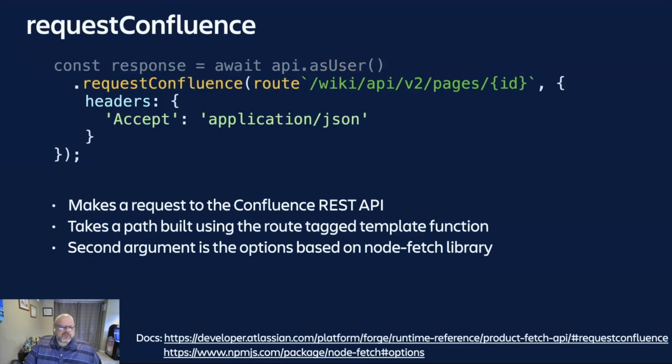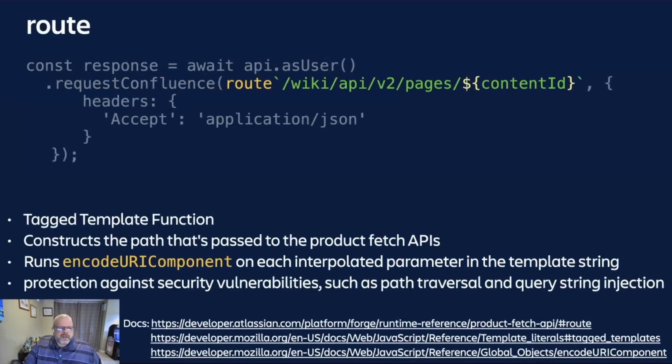All right, the next is requestConfluence. So there's two different methods here that we could call. We could say requestConfluence, or we could say requestJira, and you could basically cross-call an endpoint cross-product. We're just going to worry about requesting Confluence APIs at this point. So we want requestConfluence, and there's a couple of options here that we want to call within that function. The first one being the route.